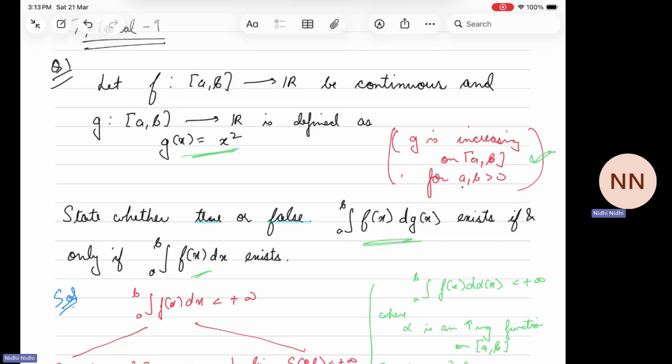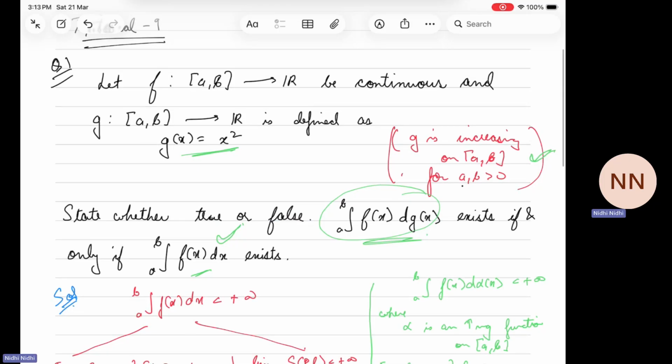So clearly we know that since f is continuous, defined on a closed and bounded interval, it eventually becomes uniformly continuous, and hence we had already done those results that it will be Riemann integrable. So one side is directly clear. Even if this is finite or not, we all know that this will always be finite. So the converse part would be to check that if the function is Riemann integrable, then will it be Riemann-Stieltjes integrable as well or not? So let's see.